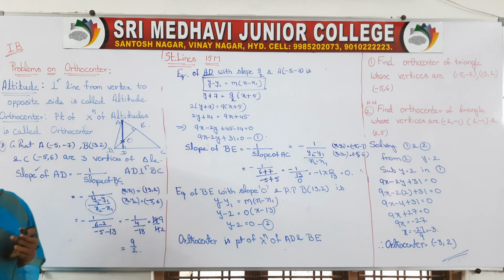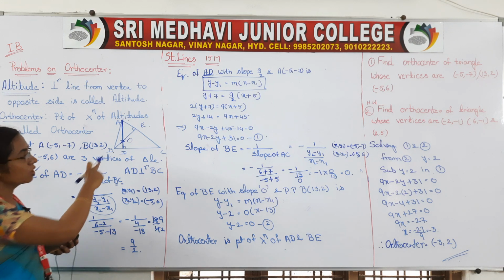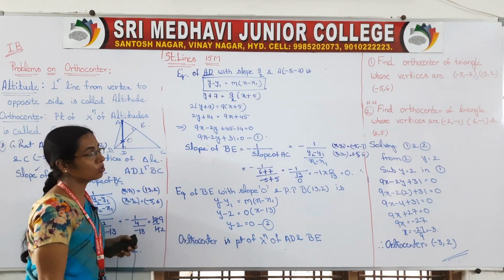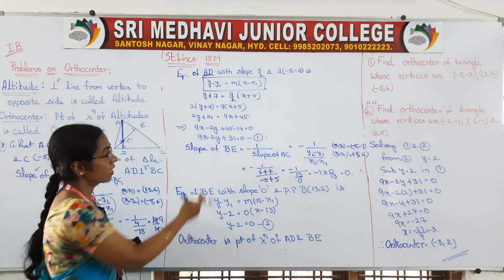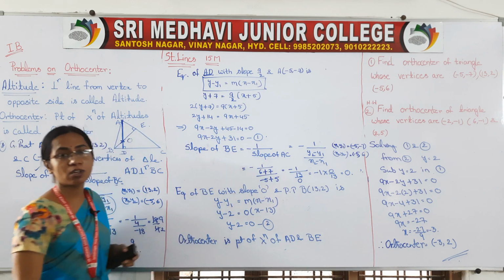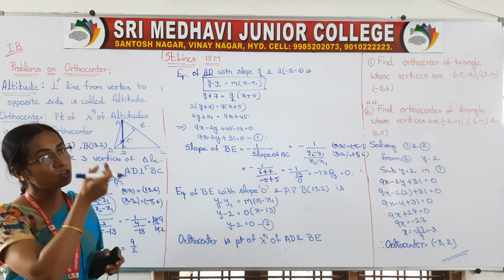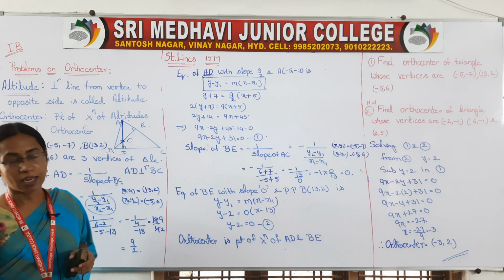How will we get BE? Same thing. B point is given to us. We need a slope. So find out the slope of BE. The slope of BE is equal to, what is that? Minus 1 by the slope of AC. Why is it like that? BE and AC are perpendicular to each other. If two lines are perpendicular, the slope of one line is equal to minus 1 by the slope of the other line.